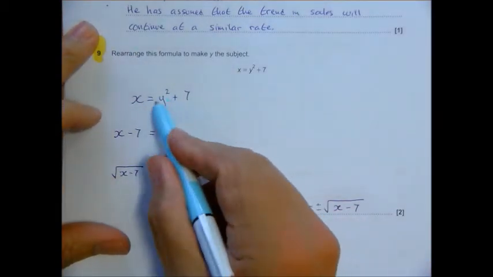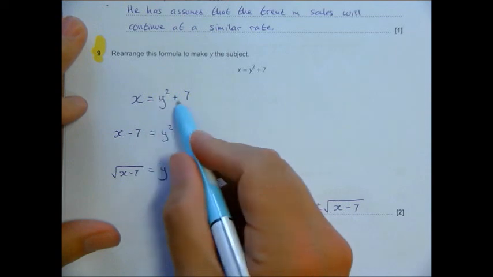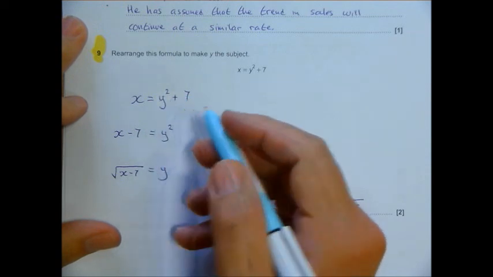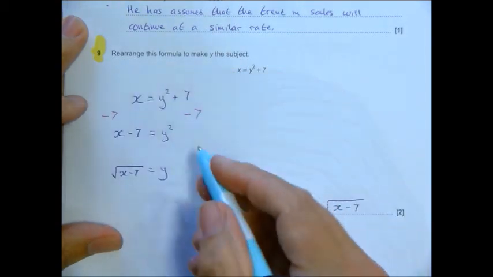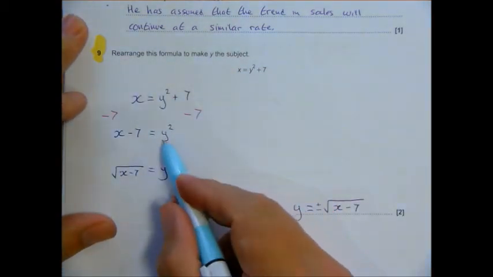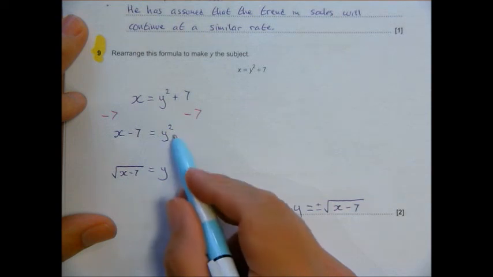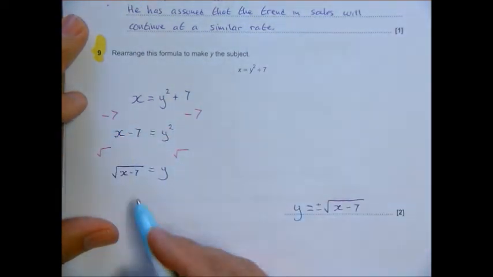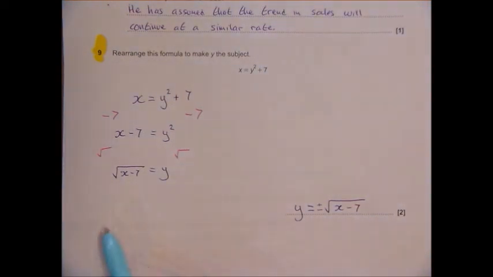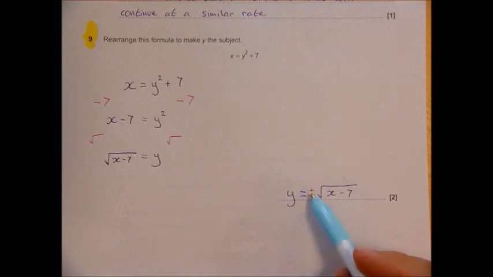And what I've done, I'm trying to unpick this y squared here. So I want to get rid of this add 7, and you do that by subtracting 7 from both sides. I want to get that to be a normal y. So how do you undo a square? You square root it. So you've got the square root of x minus 7 equals y. Don't forget, when you square root something, the answer could be positive or negative, hence my little positive or negative signs down here. 2 marks for that.